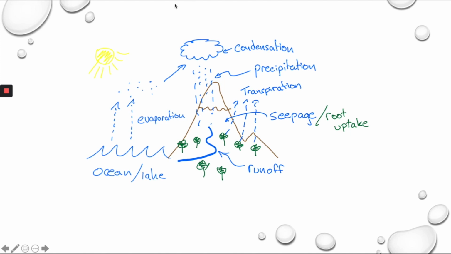The water is neither created nor destroyed in this process. Now, it's true that in some processes, water can get split up. It doesn't stay as H2O. We can release the hydrogen, we can release the oxygen, and various other things. For example, photosynthesis. We split water.